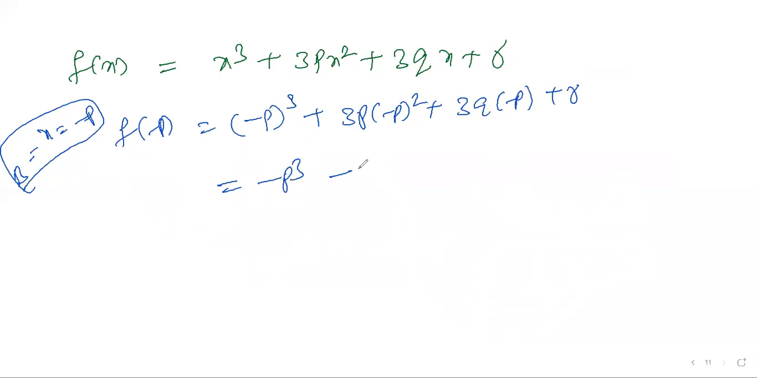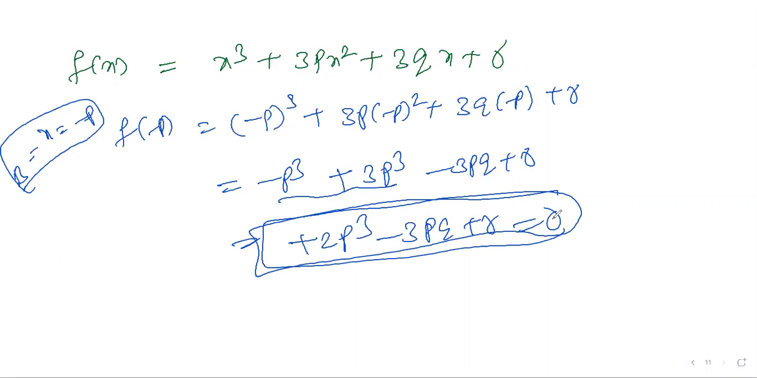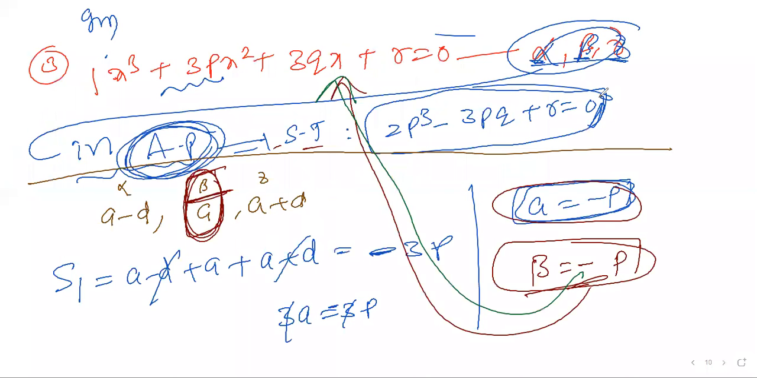Minus p cube plus 3. The resultant is plus 2p cube minus 3pq plus r is equal to 0, because this is the needed condition. They are asking for the condition only. Now is it clear?